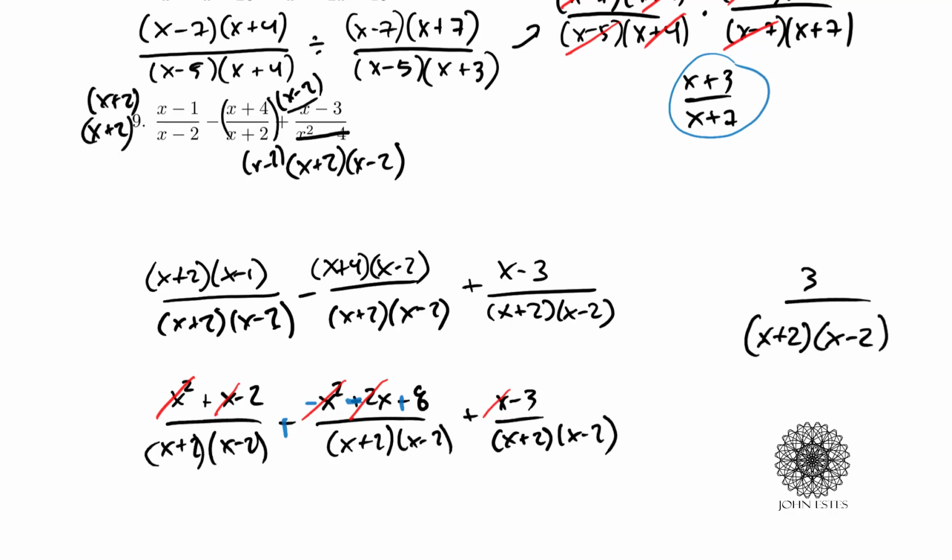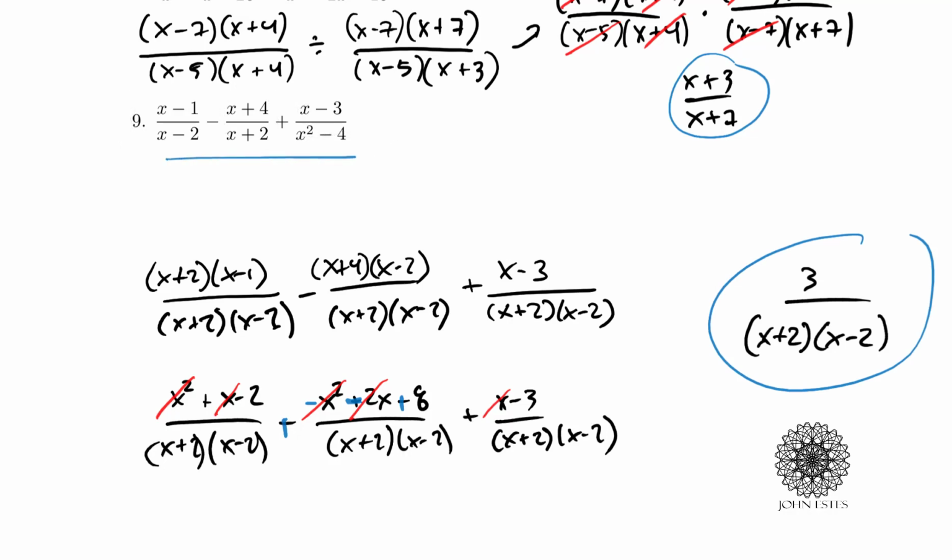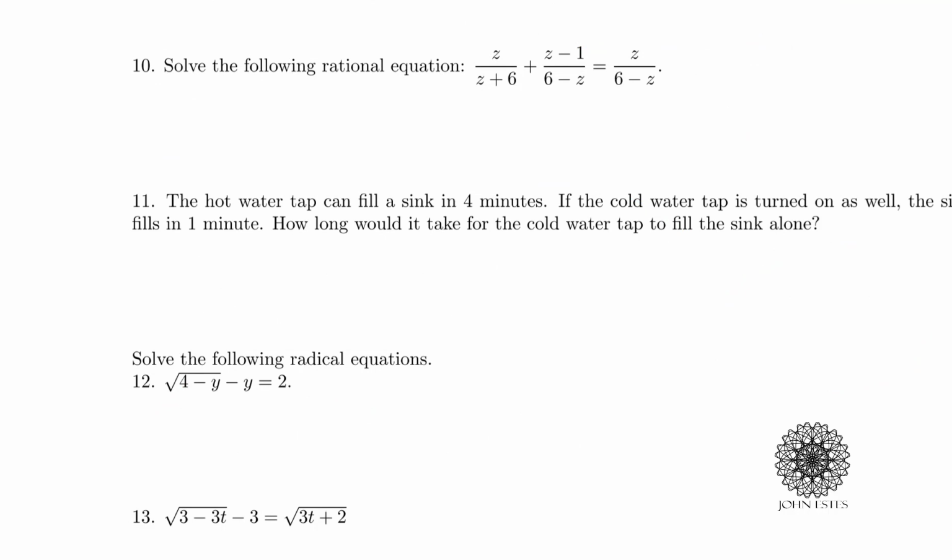And there it is. There is the reduced form of what we were dealing with originally. That is to say, this expression equals that. Okay, so moving on to number 10, it's a similar idea. You gotta think about what your common denominator would be and multiply that on both sides of the equation so that you can cancel out all the denominators.